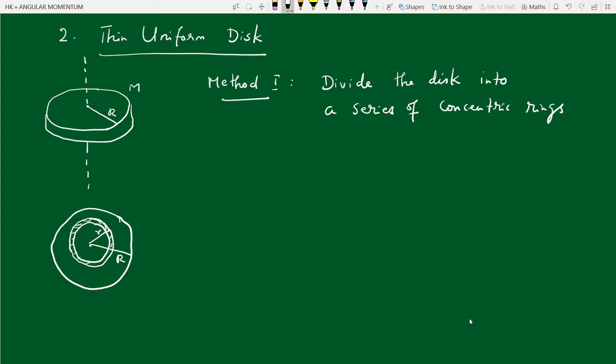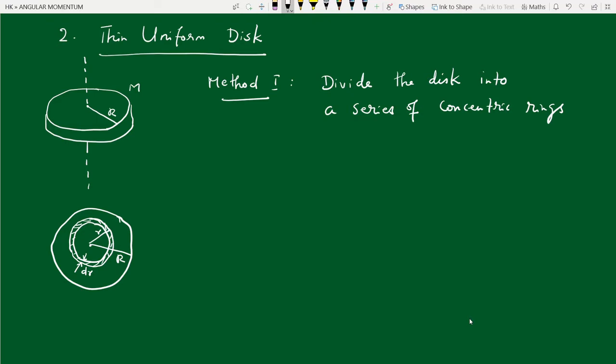This shaded area represents the thickness of the ring. Let us say this thickness is dr. We assume that this disk is composed of a series of rings whose radius varies from a very small value, nearly zero, to capital R, the radius of the disk. So there are a series of concentric rings of very small thickness dr. When you draw such concentric rings together, we get the disk.